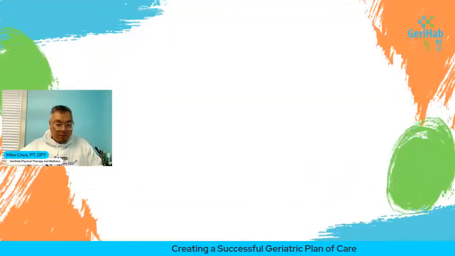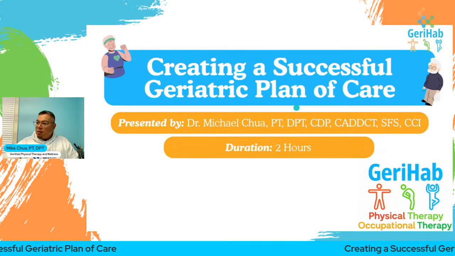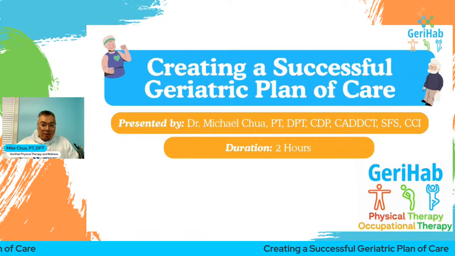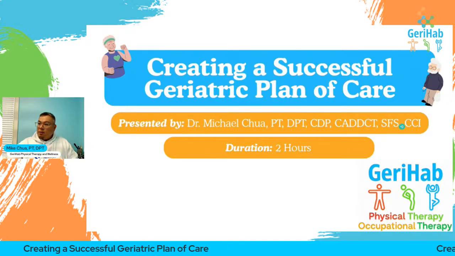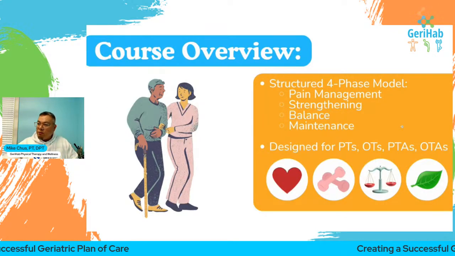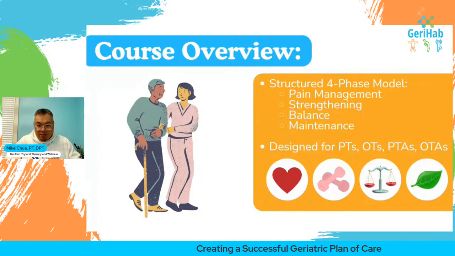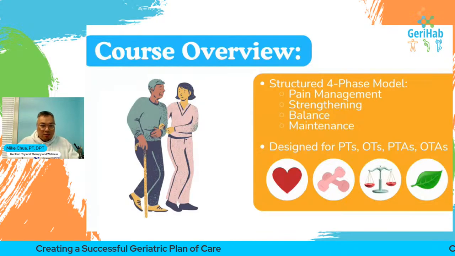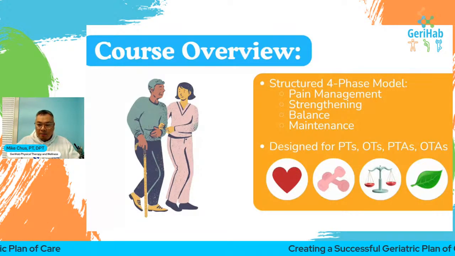Again, let me start our share screen here. Today we're going to be talking about creating a successful geriatric plan of care that we formulated and then created for our patients. The overview here is we have four different types of phases. This is specifically for Medicare patients, geriatric patients. Most of our geriatric patients have Medicare.